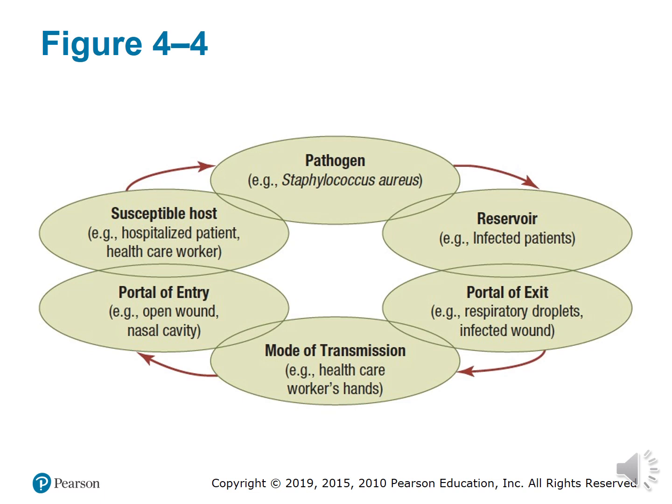All right, you see here how the chain of infection looks: the pathogen, the reservoir, the portal of exit, the mode of transmission, portal of entry, susceptible host, and it just keeps going on and on, almost a never-ending cycle. If the host is at risk for infection, i.e., not in the best health, has an underlying health condition, and so on and so forth.